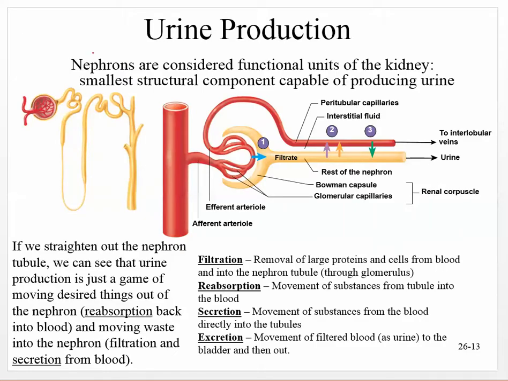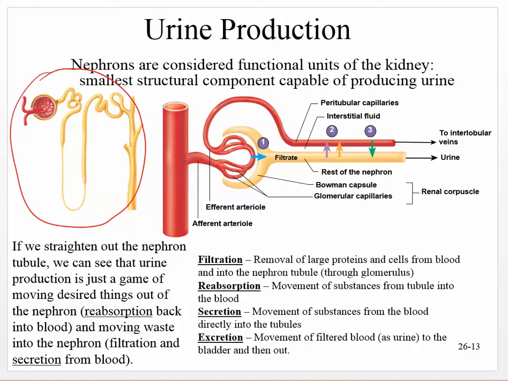All right, so first of all, the last thing we were talking about was urine production and how urine production takes place. We looked at the big anatomical parts of the kidney, and then we got down to the nephron, which this is a nephron right here. And we talked about the glomerulus, which is the capillary ball, the Bowman's capsule, which surrounds it. Those two things together make up the renal corpuscle.